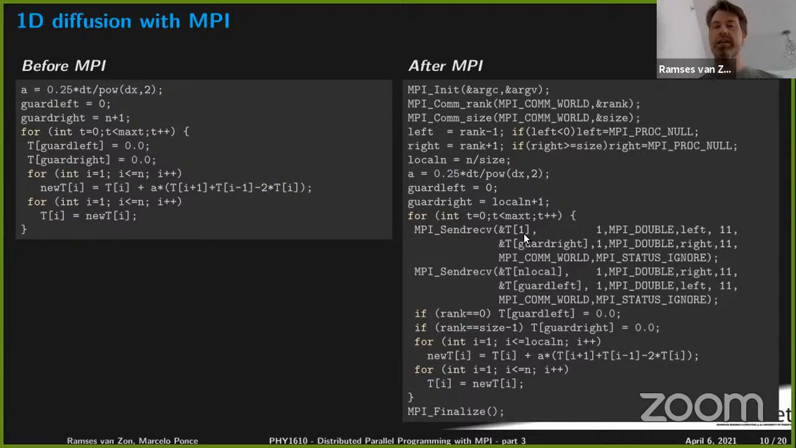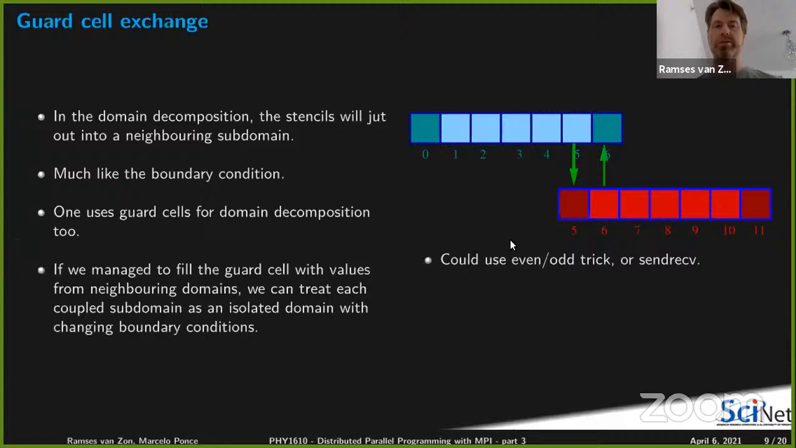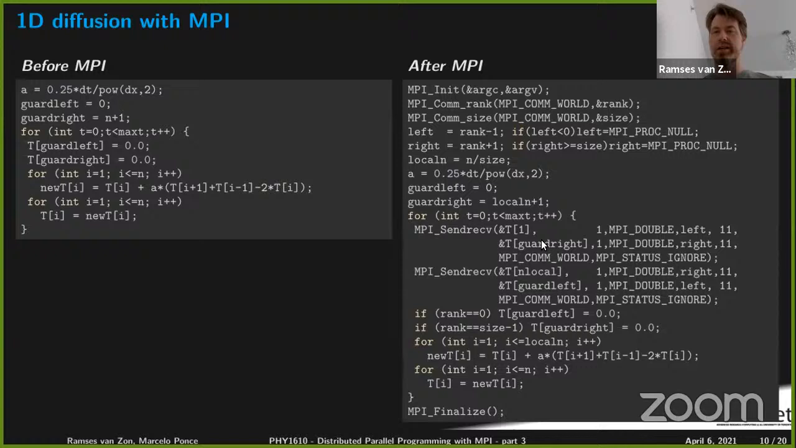I'm going to send T1 to my left. Imagine that I'm rank 1. I have to send my T1 to the left, but it has to be received into the guard right cell of the process receiving it. This is always a little bit tricky to get right, because I'm a sender and a receiver at the same time. Imagine that I'm process 0. I am sending my T1 to the left, but I'm receiving something in my guard left at the same time. I don't care where that came from; I'm just going to receive something from my left neighbor. So in my guard left, I'm going to receive something, and I'm also going to receive something in my guard right. And this is how it works.